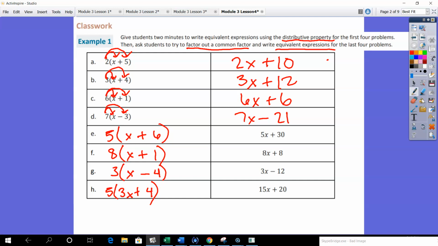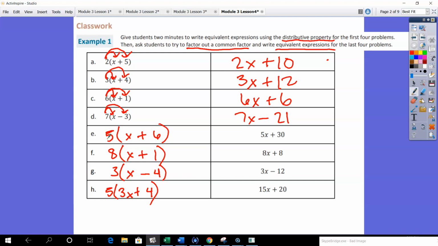Okay, so we see that in E, F, G, and H, in the same way that dividing is the opposite or inverse operation of multiplying, factoring is the opposite of expanding. The terms are being divided by a common factor. So 5 and 30 are both being divided by 5 to find that common factor.